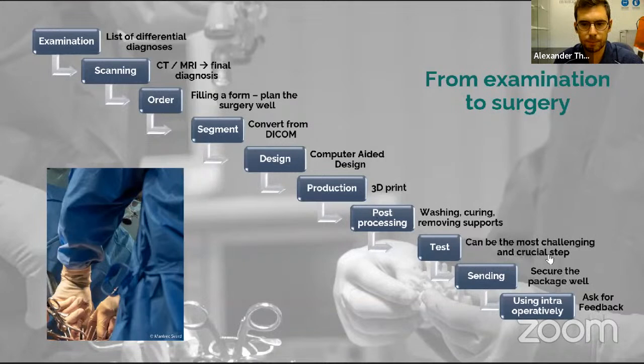And I think the most crucial step in this image is the testing step, because here we can see if we need to go back, then we redesign and go around this loop again. But that's a really crucial step here.